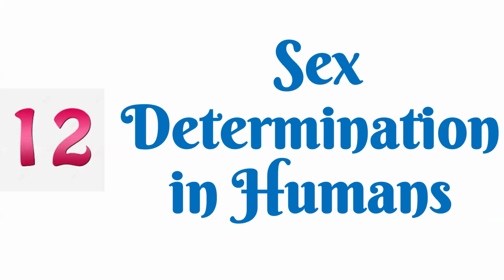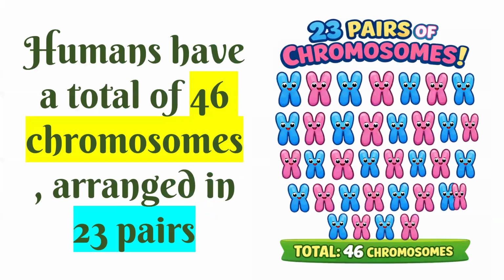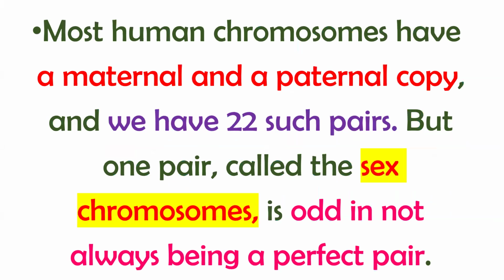Now, sex determination in humans. I already told you humans have a total of 46 chromosomes arranged in 23 pairs. Most human chromosomes have a maternal and a paternal copy. One chromosome of the pair is passed from the father and one from the mother, and 22 such pairs are common. But if we get the same from father and mother, how can a boy or girl be born?